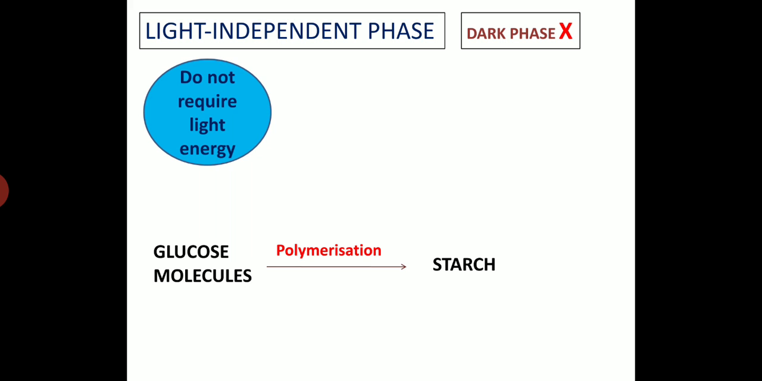We will not say dark phase. Dark phase means that it occurs in the dark when it is night. No, this is not the case. We will say light independent phase. This phase does not require light energy. That is why we say light independent phase.